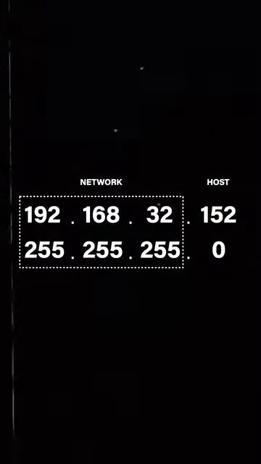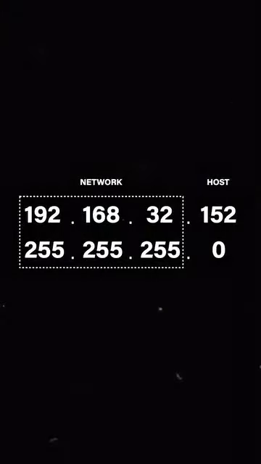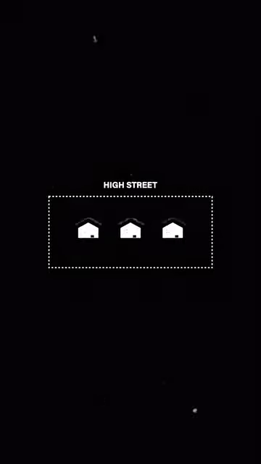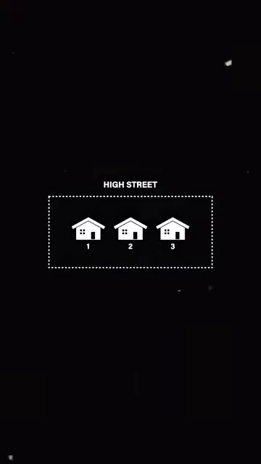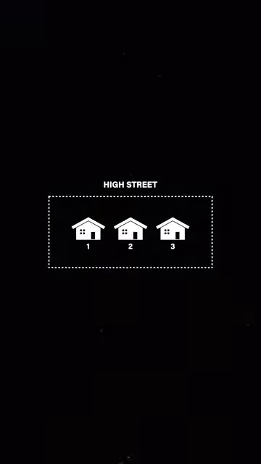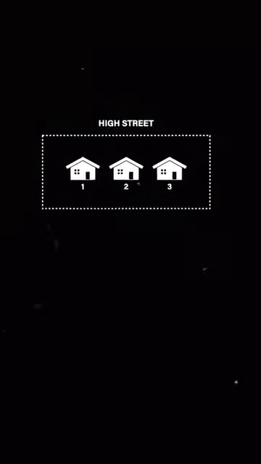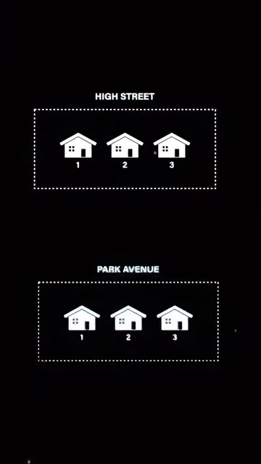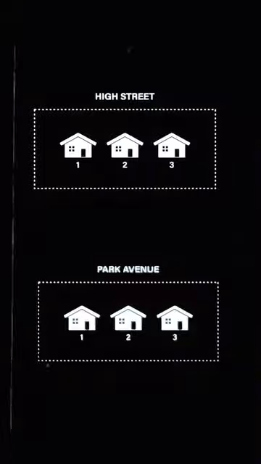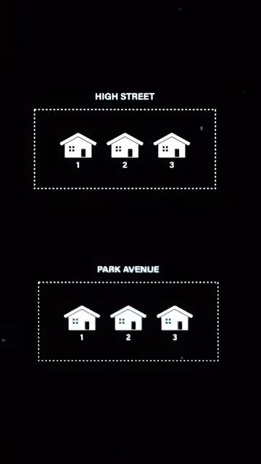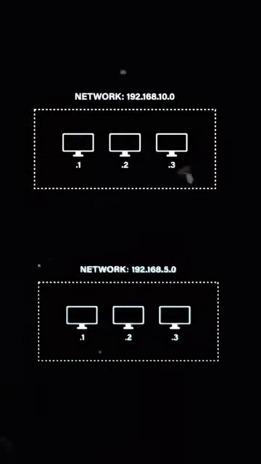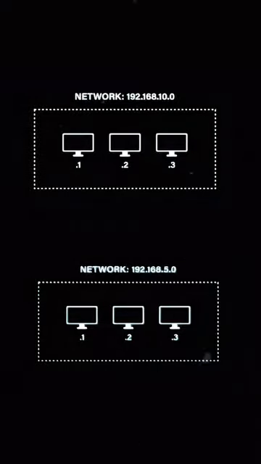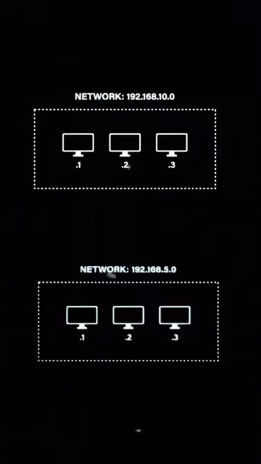When learning about networks and hosts and what they mean, it's good to think of it like your address. You share the same street name as your neighbors, but it's the house number that makes your address unique. On the other hand, you can also have multiple streets with the same house number, and it's the same with computer networks. Instead of street addresses, you have network numbers, and instead of house numbers, you have host numbers.